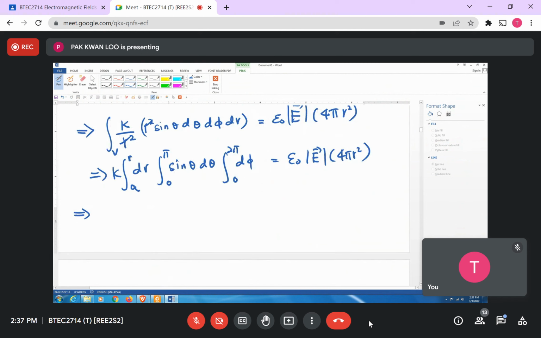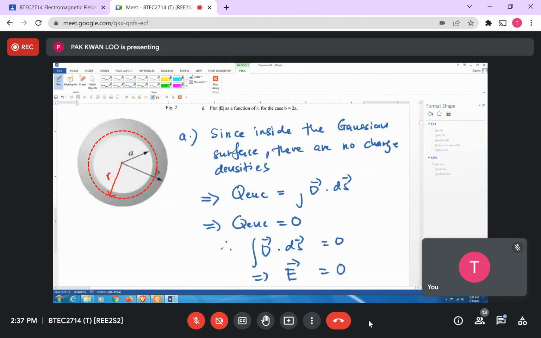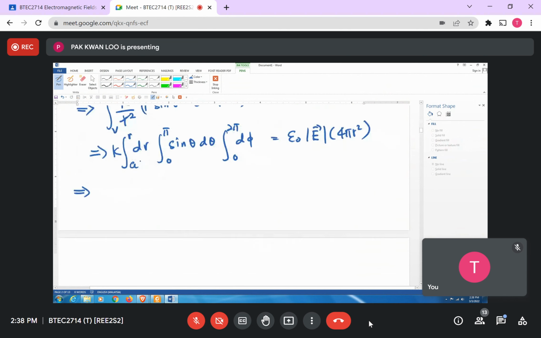From A to R, not 0 to A, yeah? So there's no charge density before A. So there is no evaluation from 0 to A. It should be between A to R. So this is K times R minus A times 4 pi.